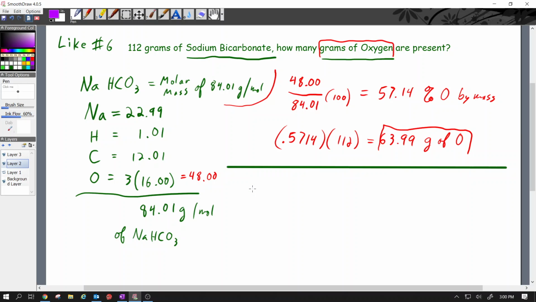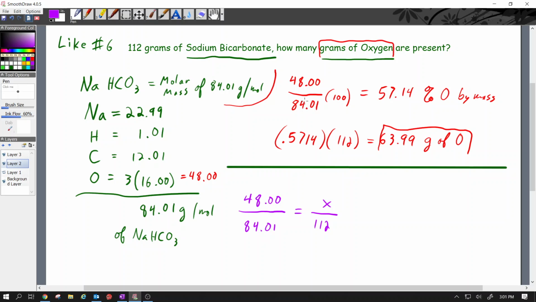Okay. Now, the next question is, I told you that there were 2 ways. The other way is you could have just set up a ratio and said, 48 grams of oxygen in every 84 grams of molecule. Well, what if I have 112 grams of molecule? How many grams of oxygen do I have? And when you solve that for x, you will still end up with 63.99.